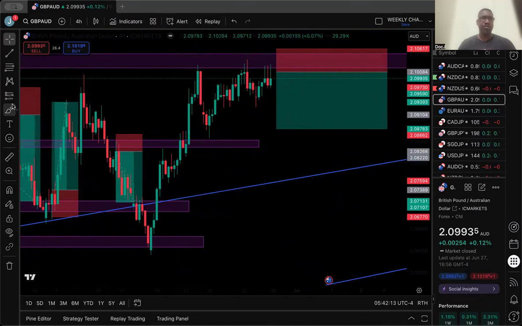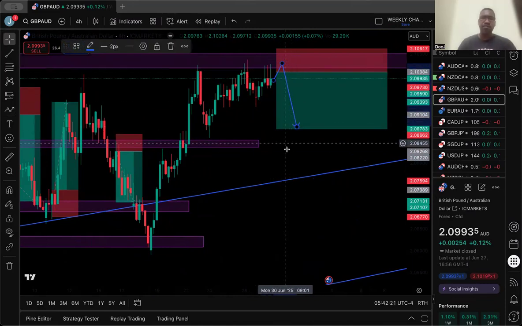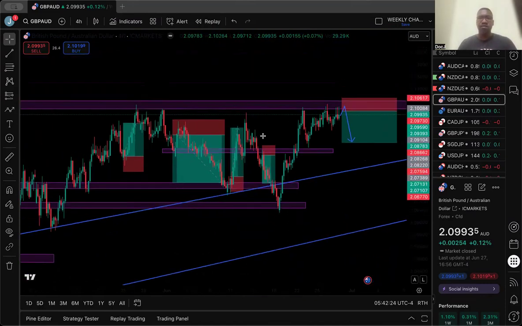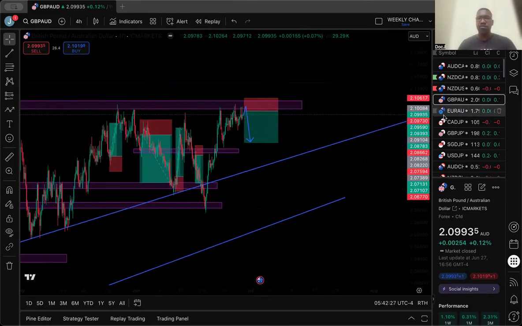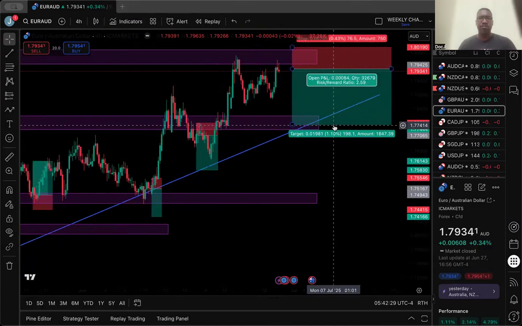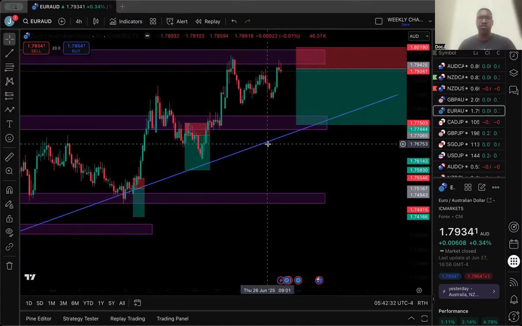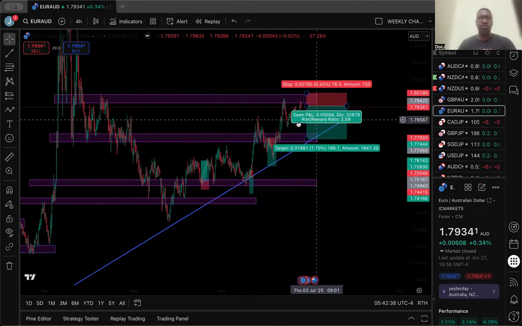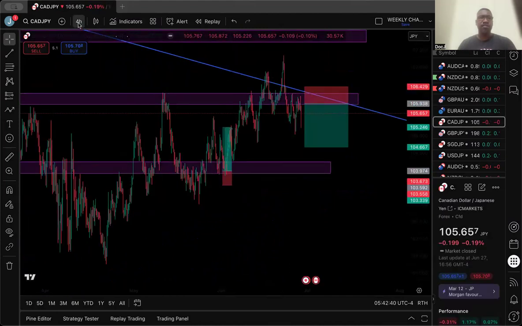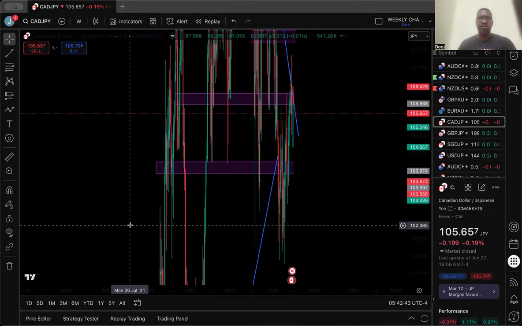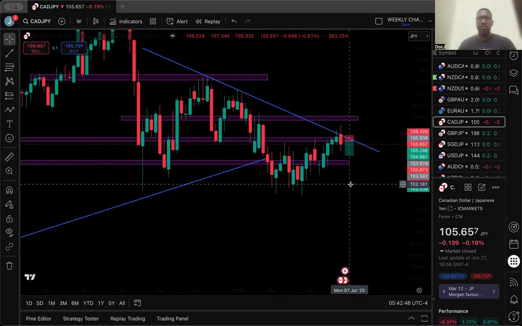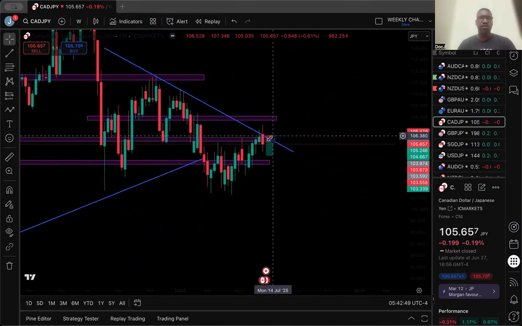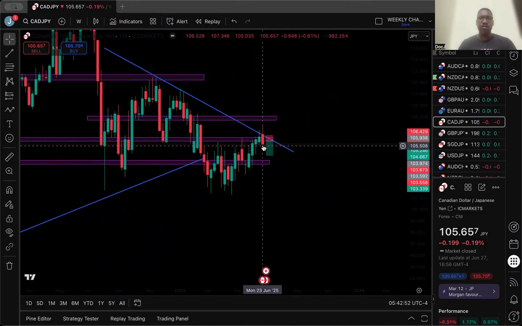So what I want to see on Monday is price to enter the zone one more time. That's where we'll take our sell and take it from there. EUR AUD, similar. So GBP AUD, EUR AUD, same thing. But just remind yourself that this is a counter trend trade. The CAD JPY sold off an area of confluence.